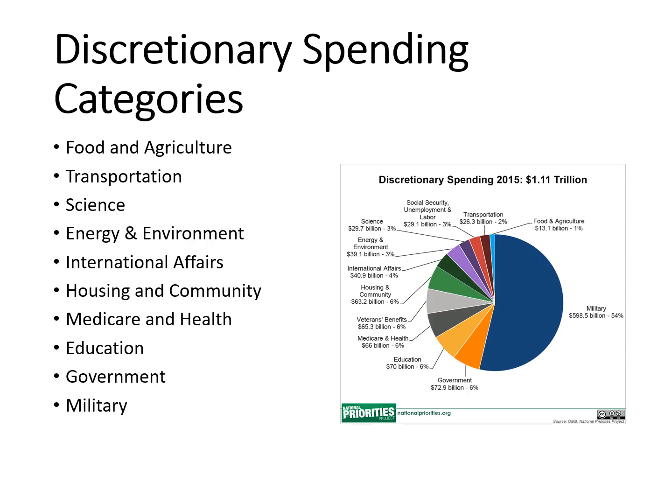There are multiple discretionary spending categories. Some of these include food and agriculture, transportation, science, energy and environment issues, international affairs, housing and community, Medicare and health, education, government, and military.